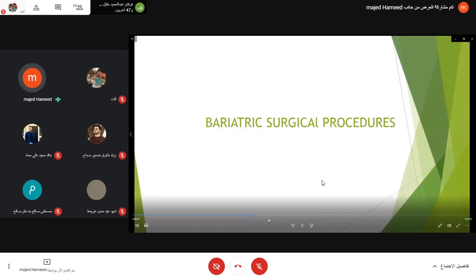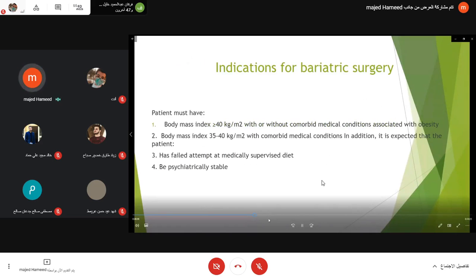Bariatric surgical procedure. Indication for bariatric surgery. Patient must have a body mass index over 40 kilograms per meter squared with or without comorbid medical conditions associated with obesity, or a body mass index of 35 to 40 kilograms per meter squared with a comorbid medical condition. In addition, it is expected that the patient has failed attempts at a medically supervised diet and be psychiatrically stable.